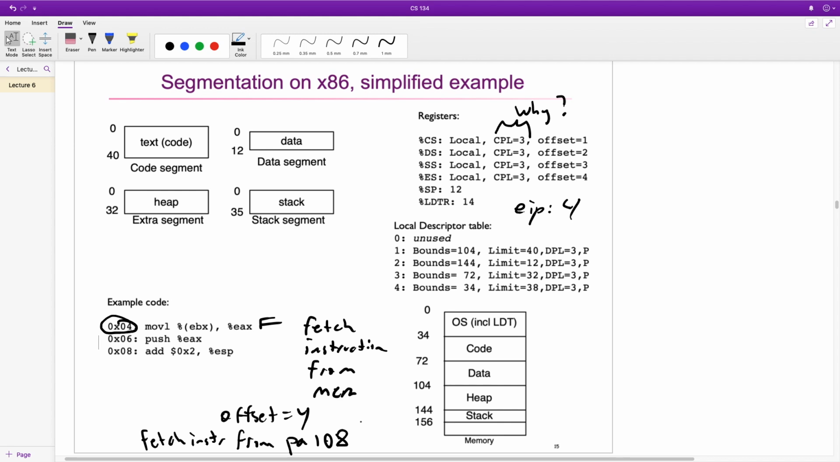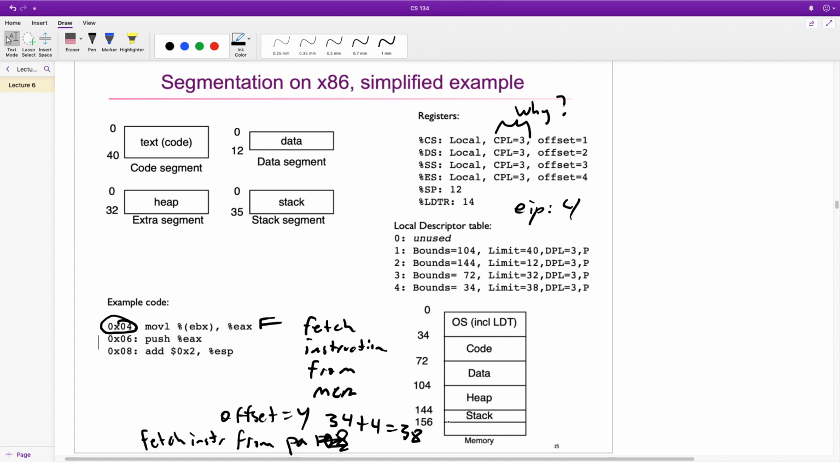Why 108? How does 108 work? That doesn't work. The code is at 34. So how about 38? Does that look better? And I'll even write it out. 34 plus 4 equals 38. How do these pictures not match? Let's see. Hold on a second. Our code segment is 40 big. So this says 40, and this says 34. So this should be 34, right?